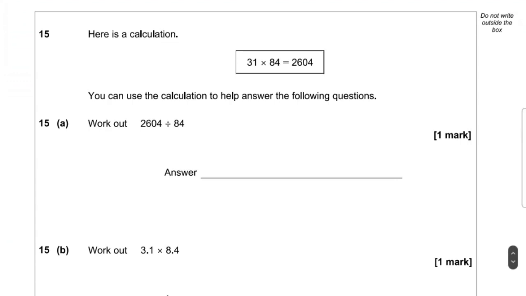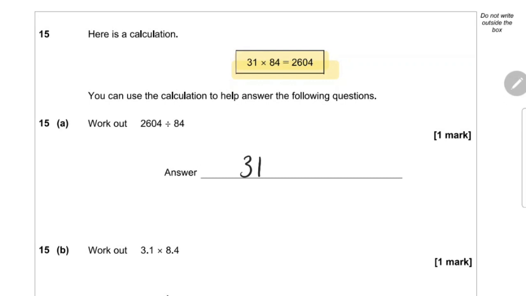Okay, so question 15. Here's a calculation. You can use the calculation to help answer the following questions. So they've given us this calculation because they know it's not a calculator paper, so we're going to have to use that and be creative to help us answer the next few questions. So the first one is work out 2,604 divided by 84. So straight away, we know that this is basically just a rearrangement of this initial calculation. So the answer to that is going to be 31. Because we've essentially just divided by 84 on both sides.